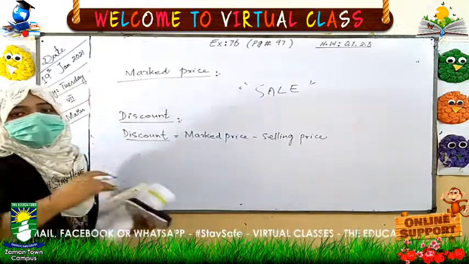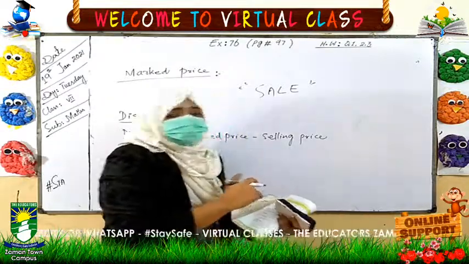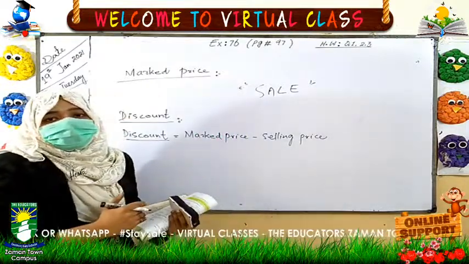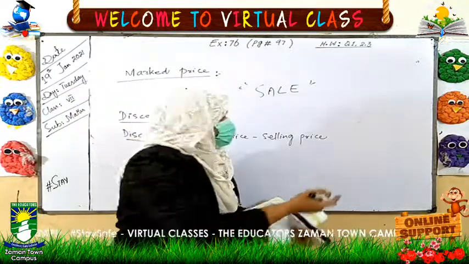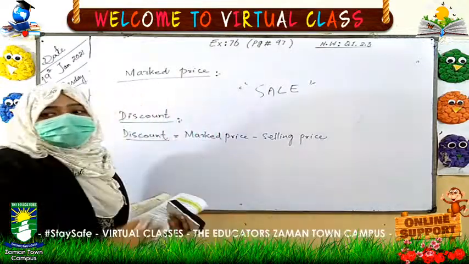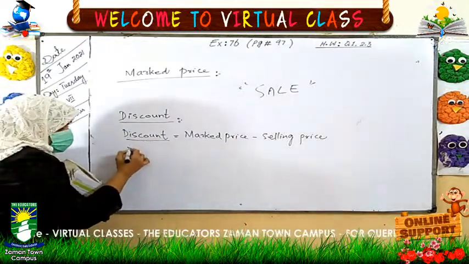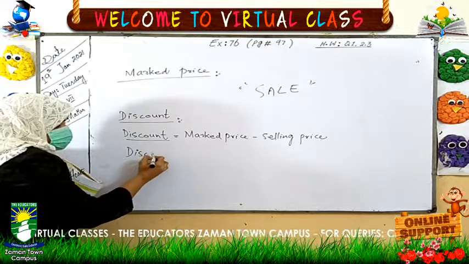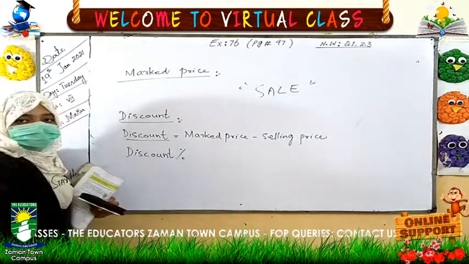When the shopkeeper, when the companies reduce their mark price, then it is known as a discount. And how will we find it? We will subtract our selling price from the mark price. The next thing which we have to understand is discount percentage.